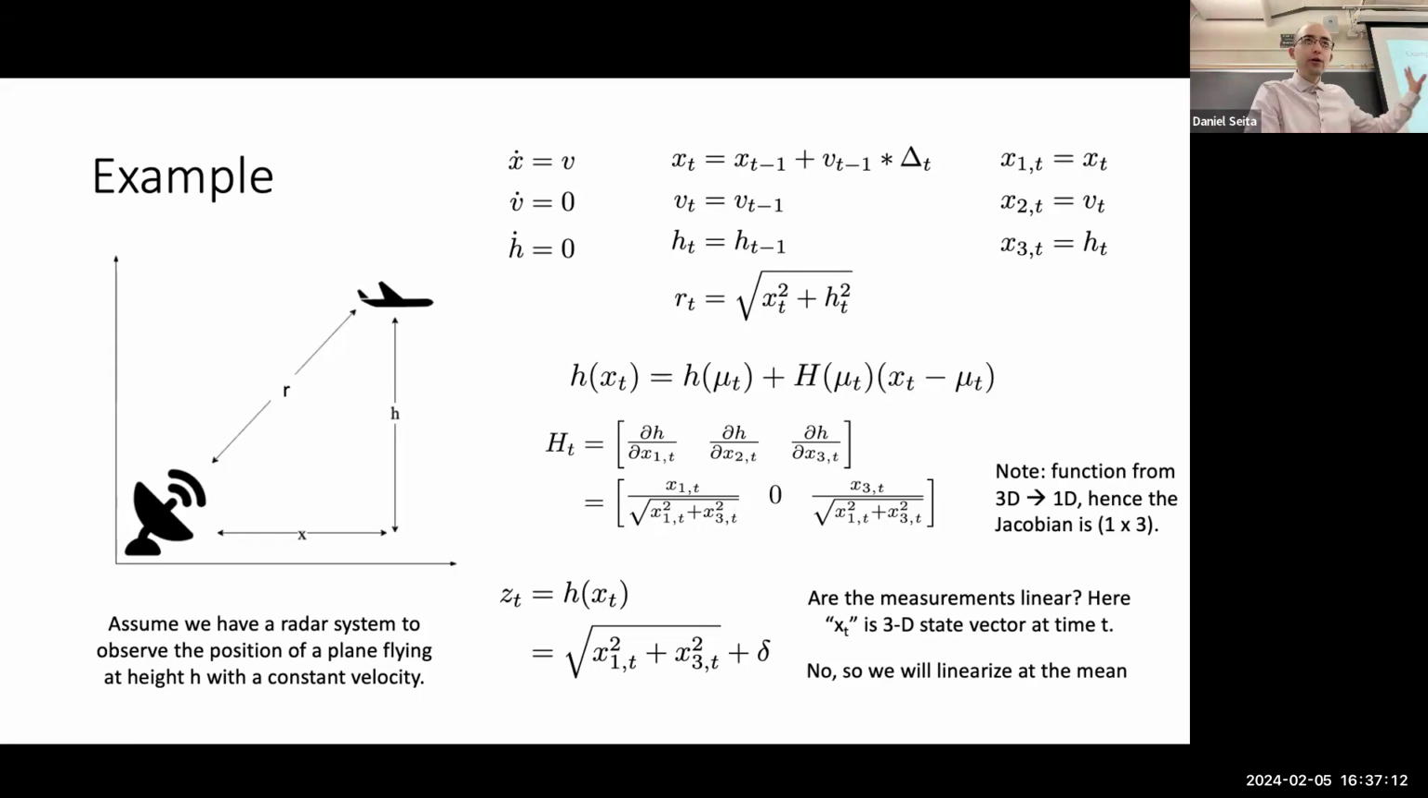The derivation here is pretty clear. And if it's not, you can always look at it in your own time. I mean, I record the lectures, so.